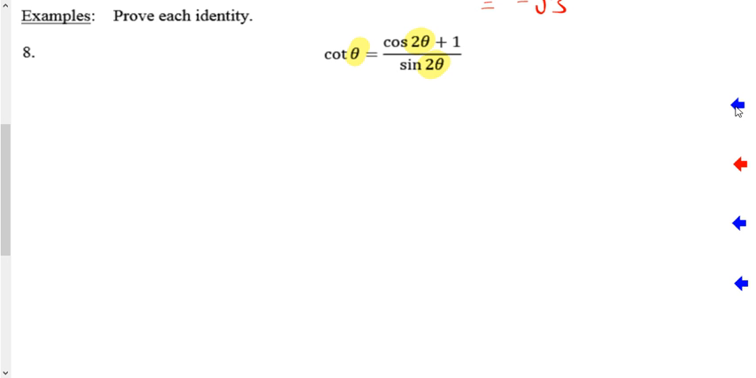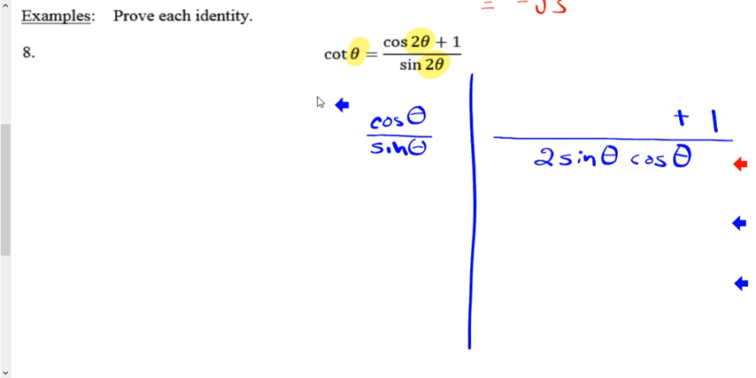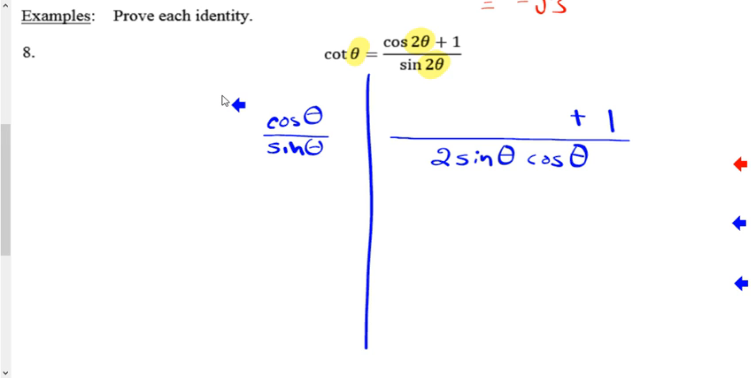But I don't always know exactly how to start with cosine, because for cosine of 2 theta, I have 3 options. Before I get into that, I only had one option for the sine of 2 theta. So sine of 2 theta is 2 sine theta cos theta.